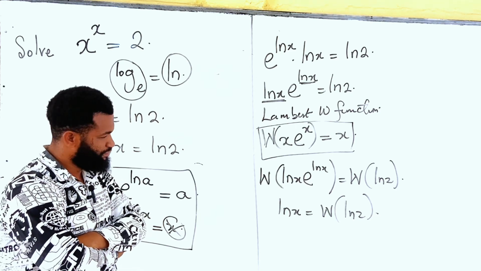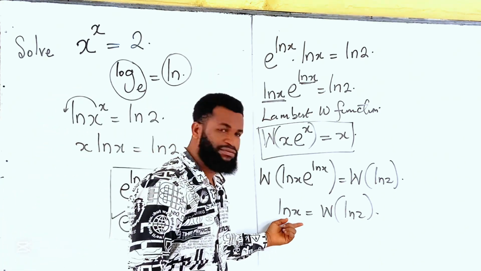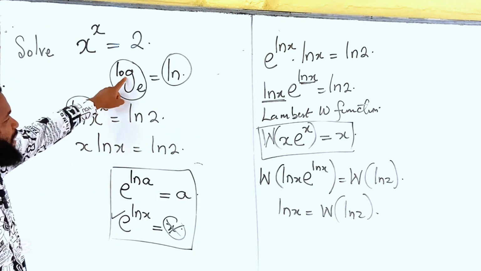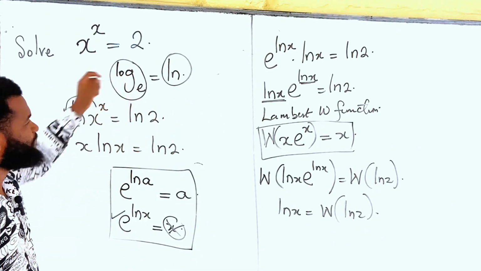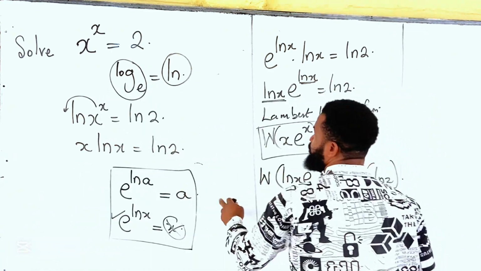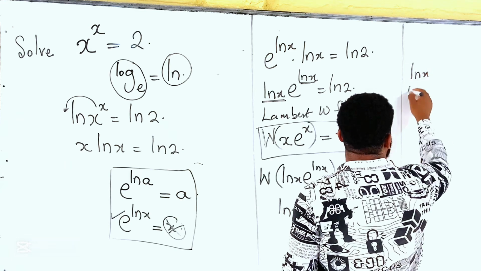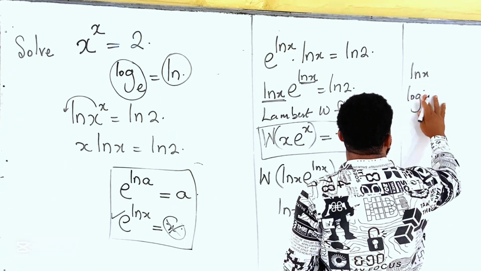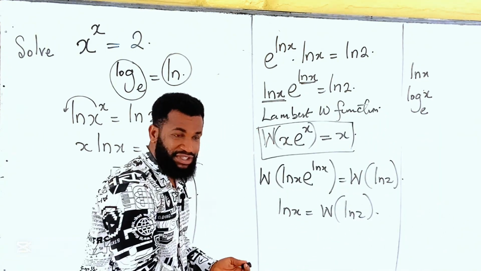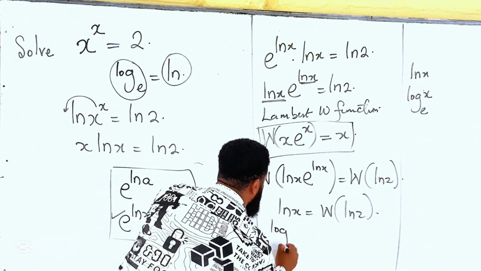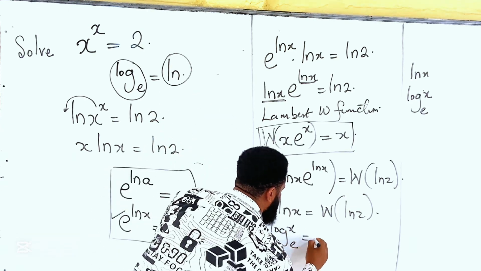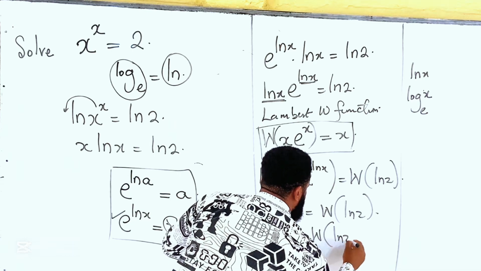At this point, what should I do to find the value of x? Remember, let's get back to this. I told you that ln x is the same as log x to base e. So this is the same thing as saying log x base e is equal to W of ln 2.